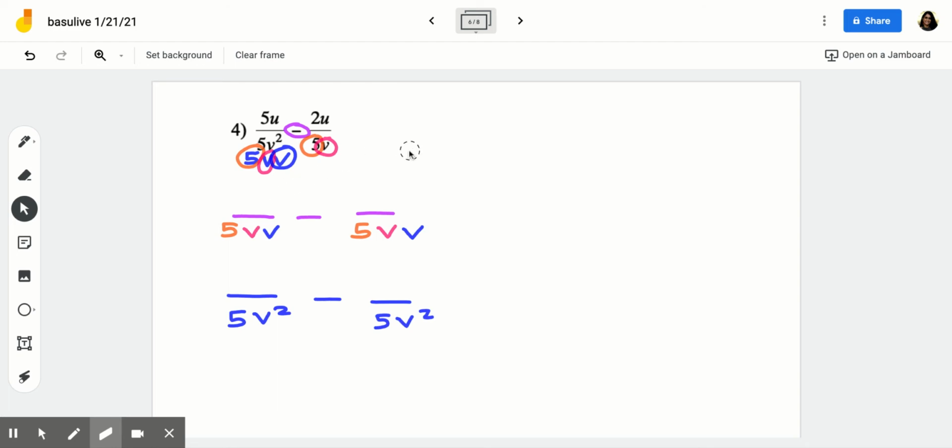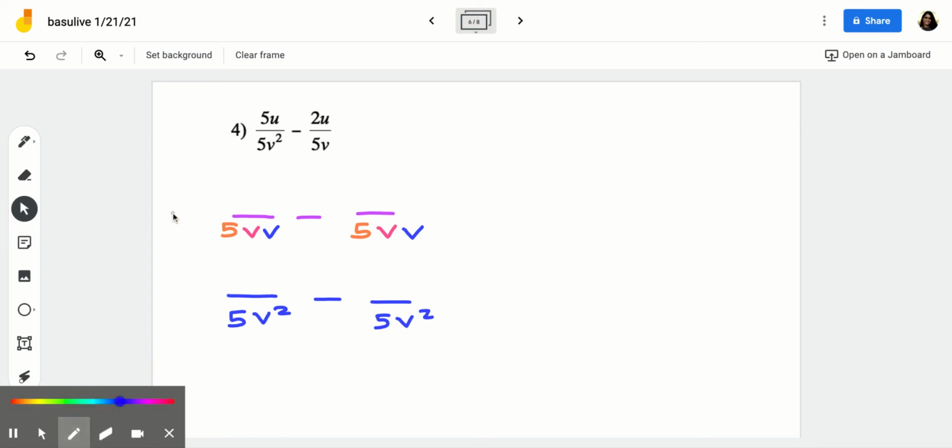Think about what's missing. So I'm going to erase this and look at what's missing. I'm not paying attention to this line. I'm not paying attention to this line. I'm just paying attention right here. So you know what? The first one looks exactly the same. It already had 5 with v squared, so I don't need to change anything about the first one. It already had the common denominator. But that's not true about the second one. The second one had only a 5v, but it needs to be a 5v squared.